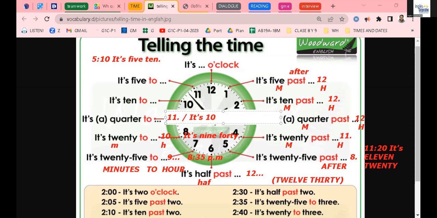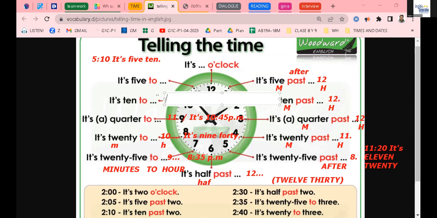45. Uh-huh. It's 10:45 p.m., okay? Okay, it's 10 to 12, let's say. So what time is it? Faltan 10 para las 12. So what time is it? 11:50. Mm-hmm. It's 11:50, right? 50. Okay.